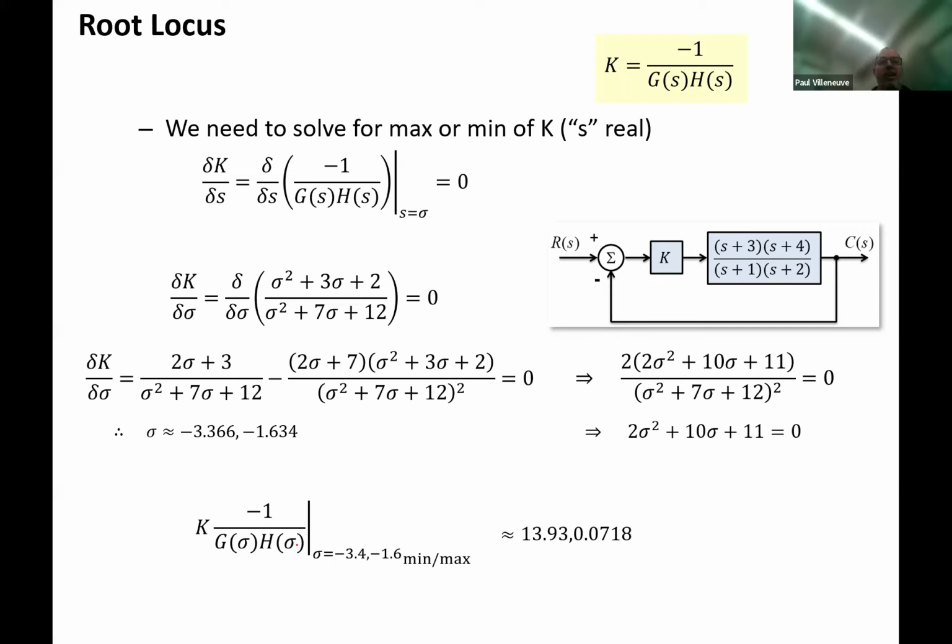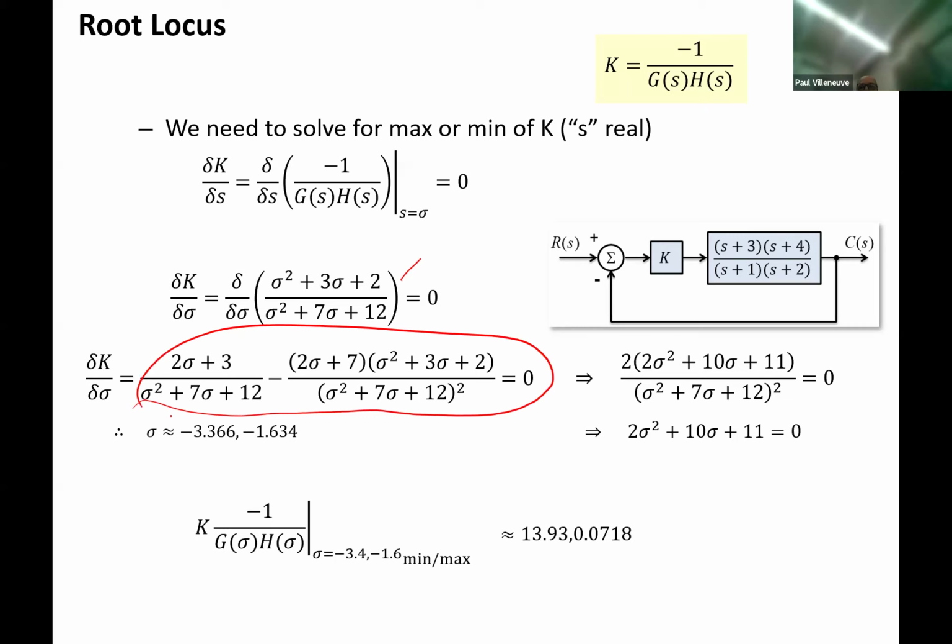So we're just going to go ahead and take the partial derivative of the -1 over g times h. So here's our open loop transfer function. Take -1, take the derivative of it. And this is where it gets to be a little onerous, because taking a derivative of this, you got to do the quotient rule. So it takes a little bit of time. But the derivative of this is this mess right here.